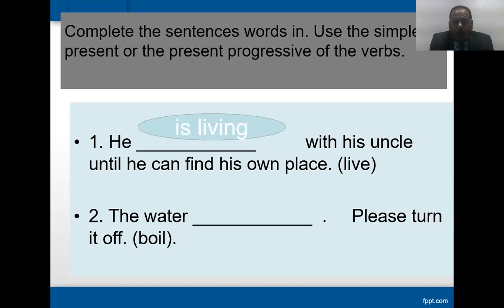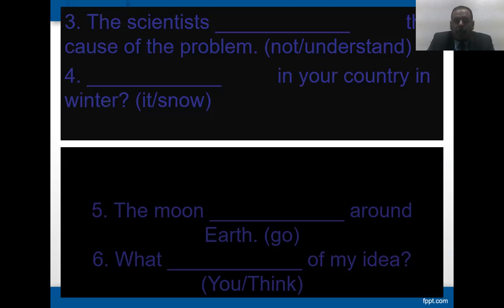Number two, the water, please turn it off. I have to use boil. So here I say the water boils or is boiling. Turn it off. So it's happening now. I have to say the water is boiling. Yes, that's right.